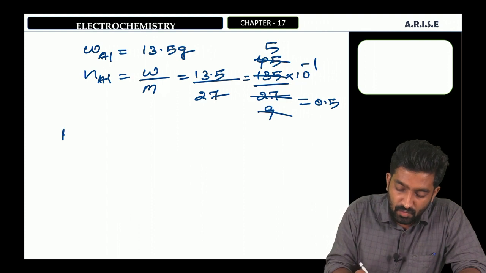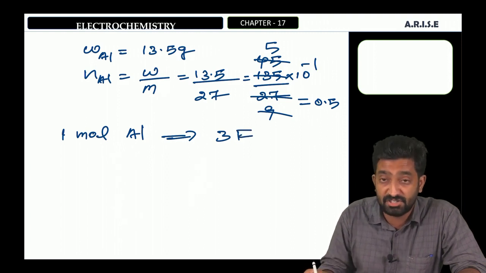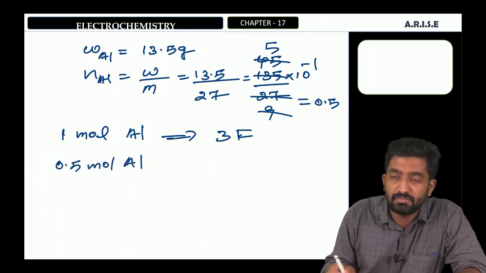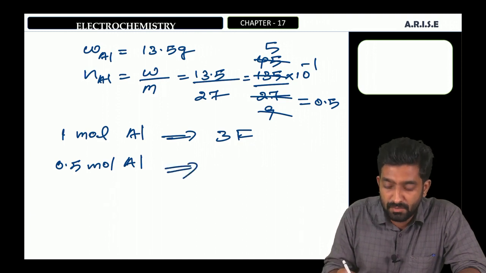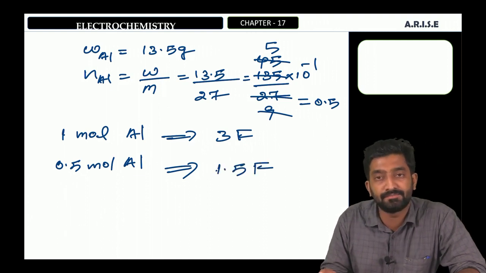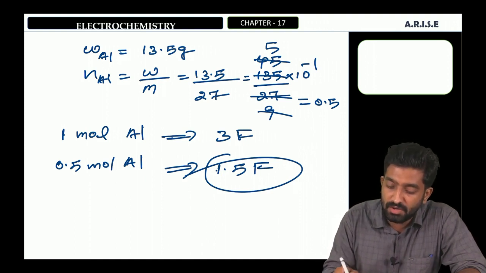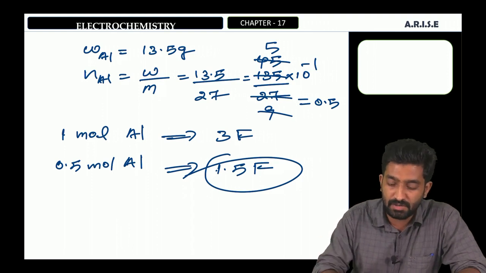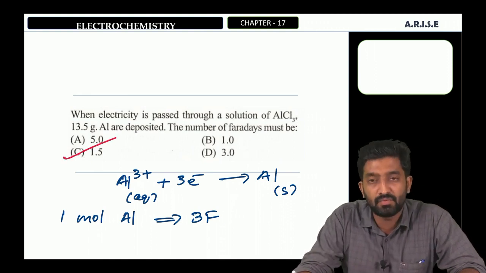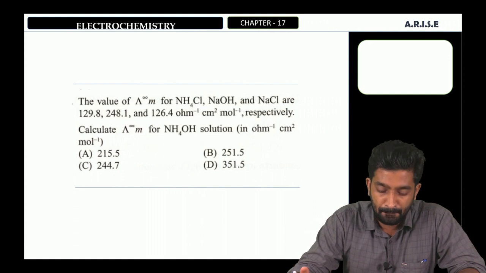Okay, that is 1 mole aluminium requires 3 Faraday charge. Therefore, here 0.5 mole aluminium deposit. Therefore, the charge required will be half of this value, that is 1.5 Faraday. Clear? 1 mole aluminium requires 3 Faraday charge. Therefore, 0.5 mole aluminium requires 1.5 Faraday charge. Therefore, our correct answer is option C, 1.5 Faraday. Clear? It's a simple question. Then the next one, okay?